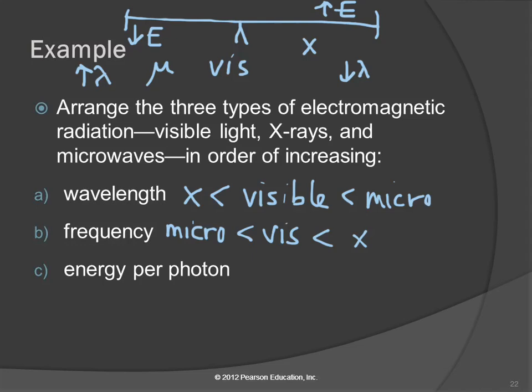How about energy per photon? So don't let the per photon mess you up. Energy. Which one's higher energy? The microwaves. So this is going to be the same as the wavelength. So X-ray. No, I'm sorry. It's not. It's the same as the frequency. The microwaves are the lower energy. And then the visible. And then the X-rays are highest energy.